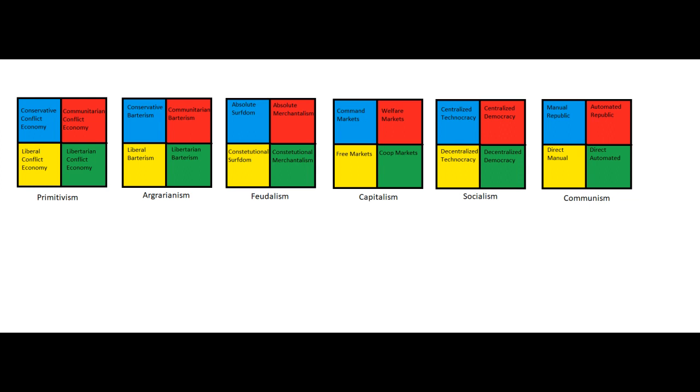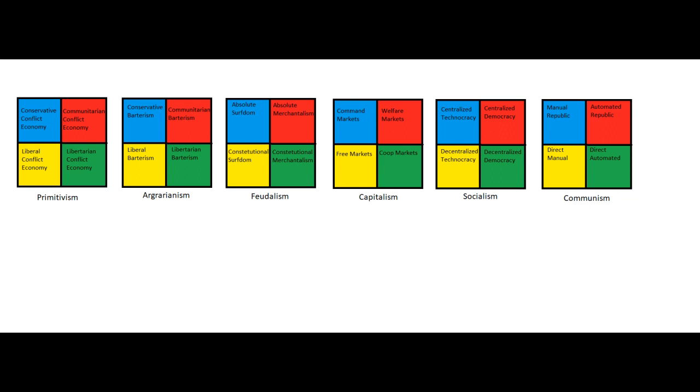Then we have liberal conflict economy. That's basically, again, a hunting preference society, but the elders don't have much power. Then we have communitarian conflict economy. That's where the chief or the elders have absolute power, but it leans more agricultural, so it leans more towards gathering. And then you have libertarian conflict economy, which is where the elders don't have much power, and again, you lean more towards gathering than hunting.